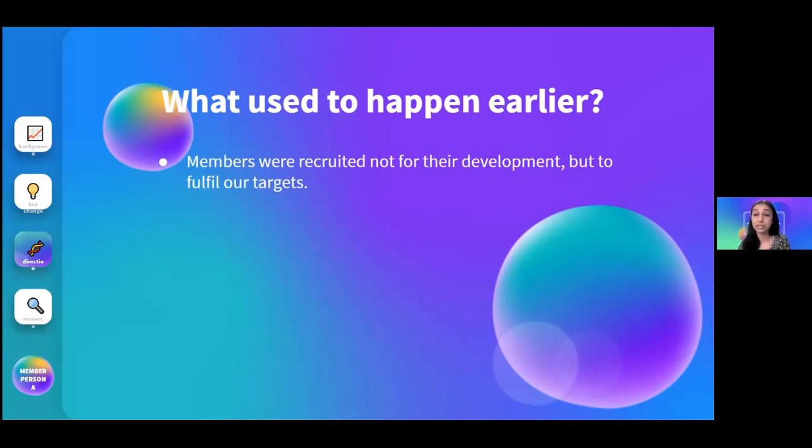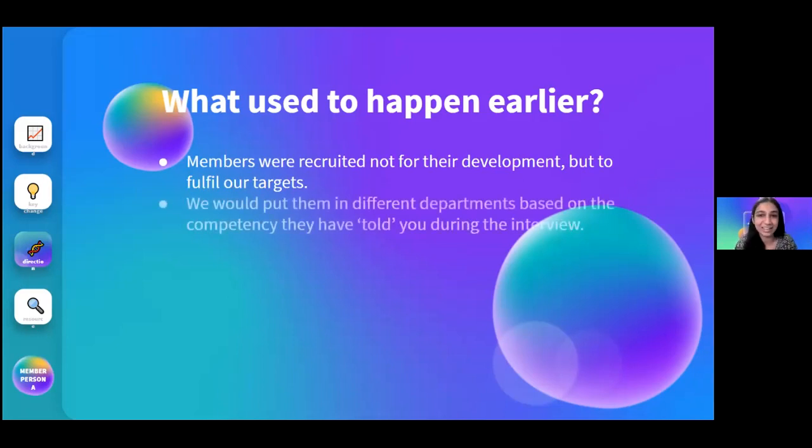Even the talent planning that we used to do was based on the target for an organization, right? That is how we used to think: this is the number of members I want, and these are the skills that I'm looking for. But we did not necessarily recognize what should be the development for members, right? Second, we put them in different departments based on the competences that they had told us.